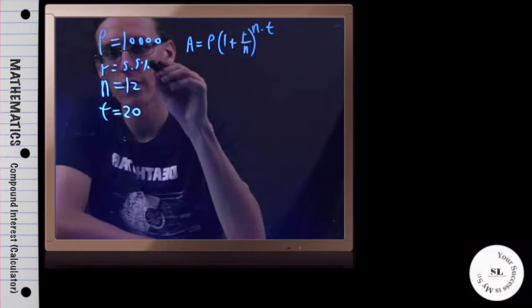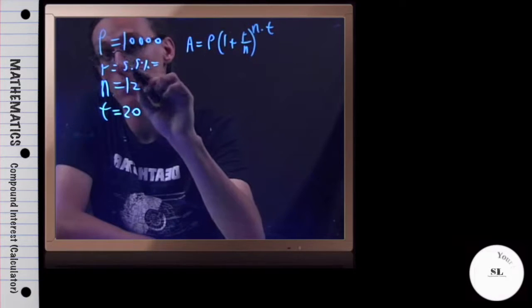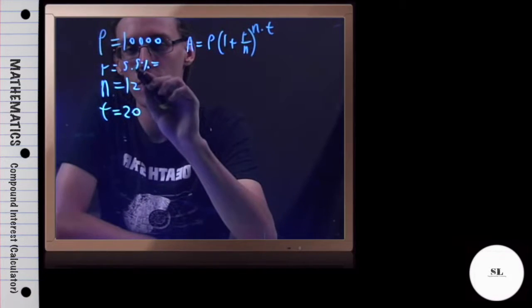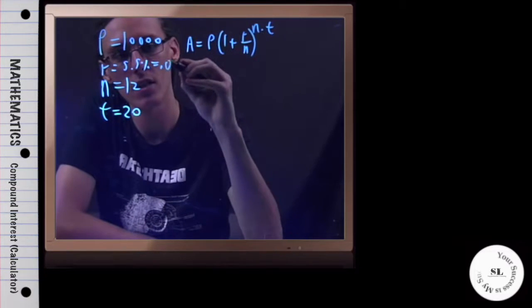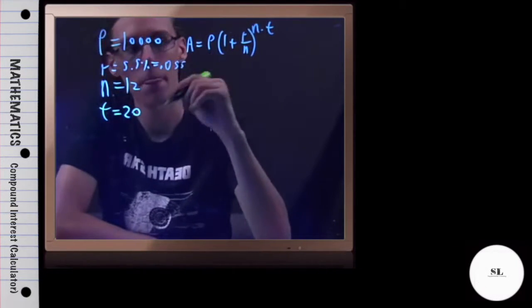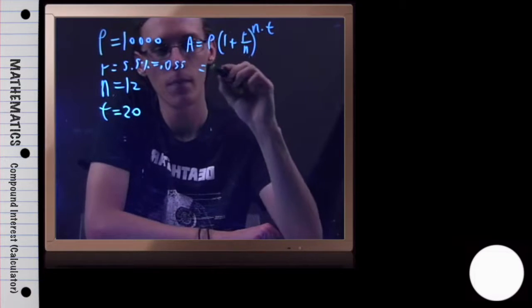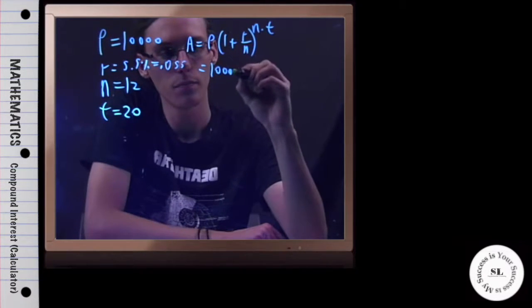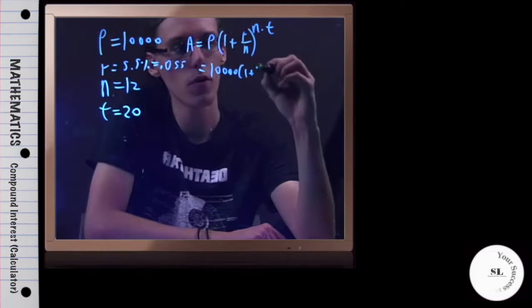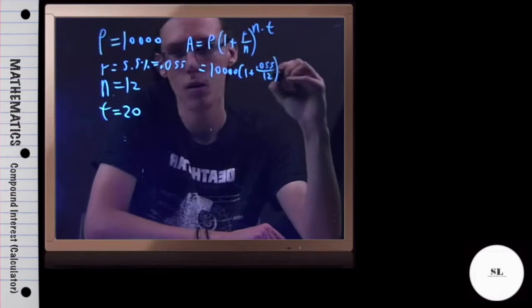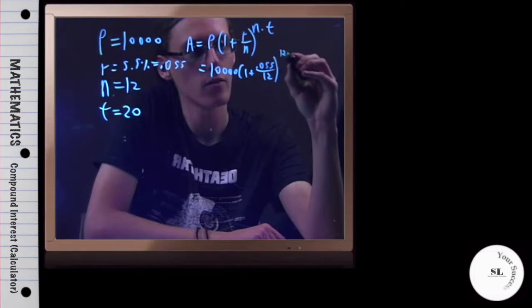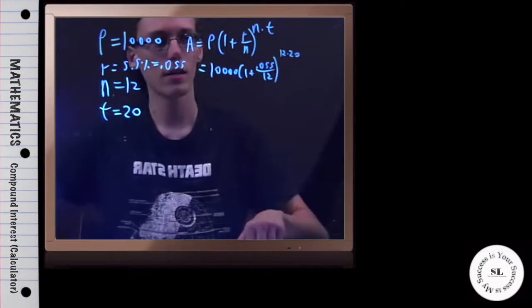So, remember, whenever you use a rate in any of these formulas, it has to be as a decimal. So this 5.5%, I'll just take this decimal and hop it to the left. I'm going to get 0.055. So let me set up the formula. This is going to be 10,000 times 1 plus 0.055 divided by 12, raised to the 12 times 20. And I'm going to be checking this in the calculator.